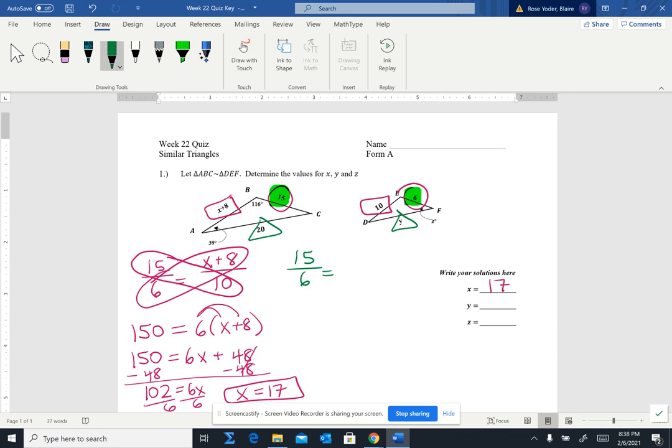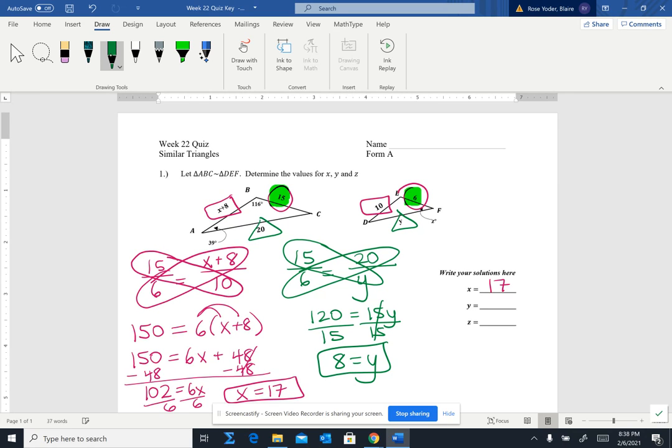So again, order matters. I did 15 over 6, first triangle ABC over DEF. So I have to go ABC over DEF for the y's too. 20 over y. 6 times 20 is 120, and 15 times y is 15y. So we'll just do a quick division, and y is 8. Again, final answer, it didn't ask you to substitute that back in anywhere.